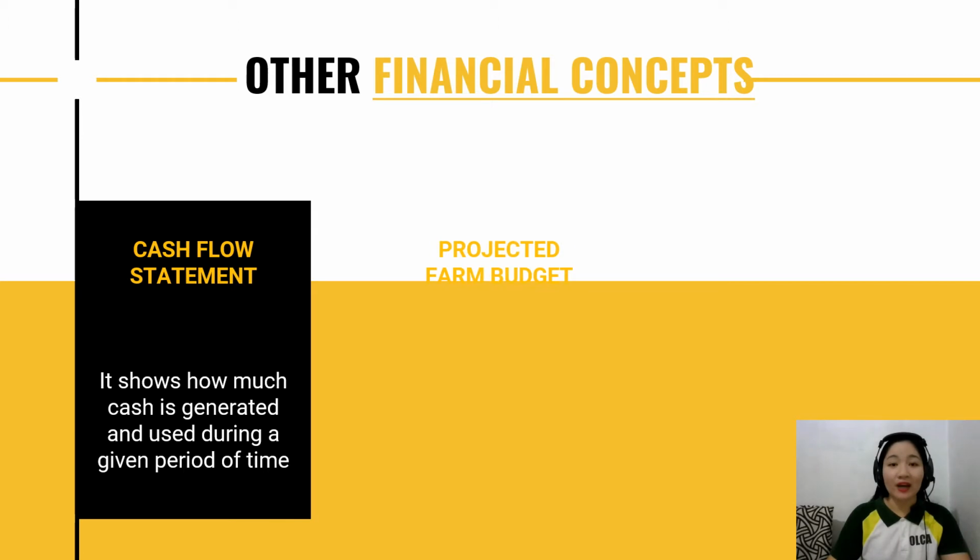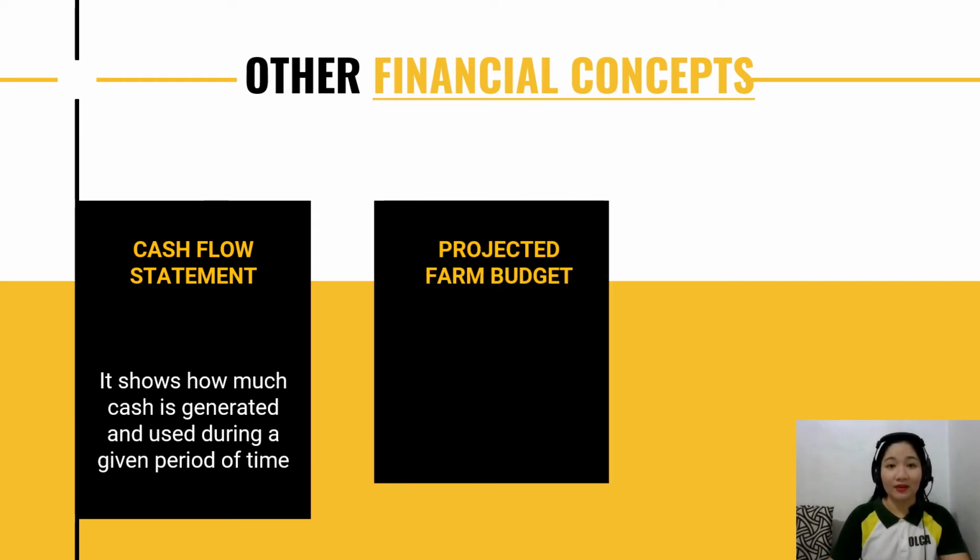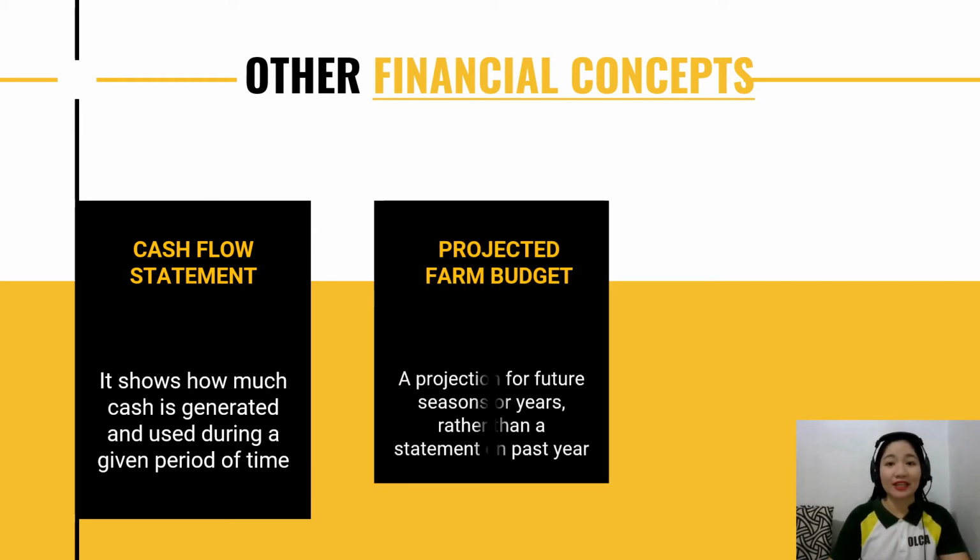So the second one is the projected farm budget, okay? This statement is similar to the cash flow statement, but it is a projection for future seasons or years rather than, of course, a statement of the past season or year.